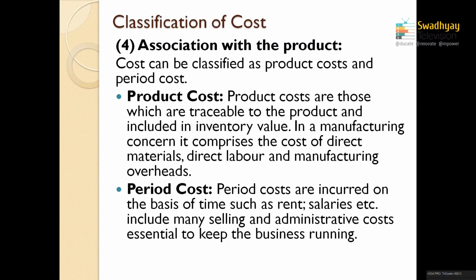Suppose I have a rented house. If I am going to pay rent for the particular house, the rent is paid for a specific period, so it is considered part of period cost. Electricity is also paid for a specific period, so the electricity expenditure is also a period cost. These are examples of period cost.